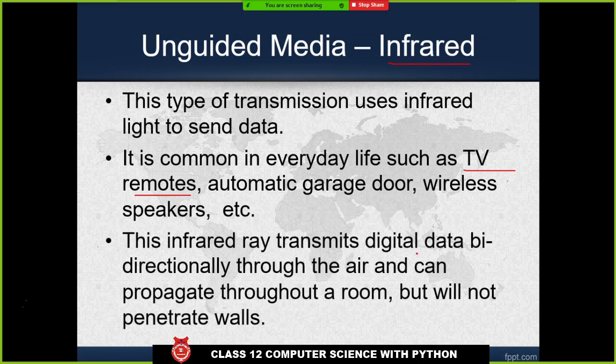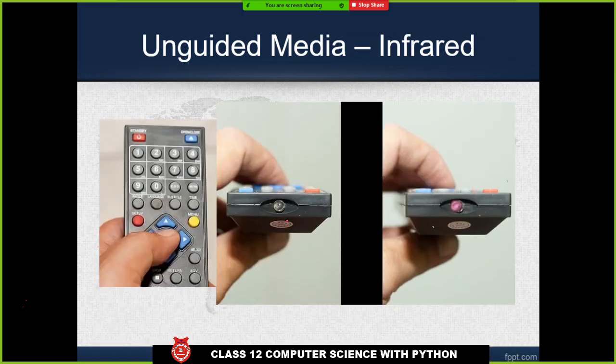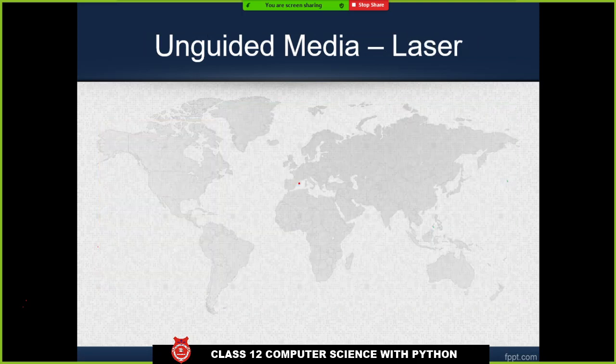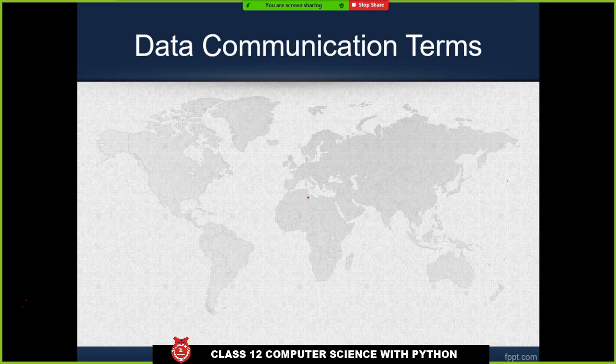Okay, so infrared technologies are for a single room or for a short distance. It cannot penetrate the wall, and this is your infrared. If you look using your naked eye, you cannot see the infrared signal, but if you look through your mobile camera or something like that, I hope you will see the infrared signals when you press the remote. Okay, and laser. Okay, laser.